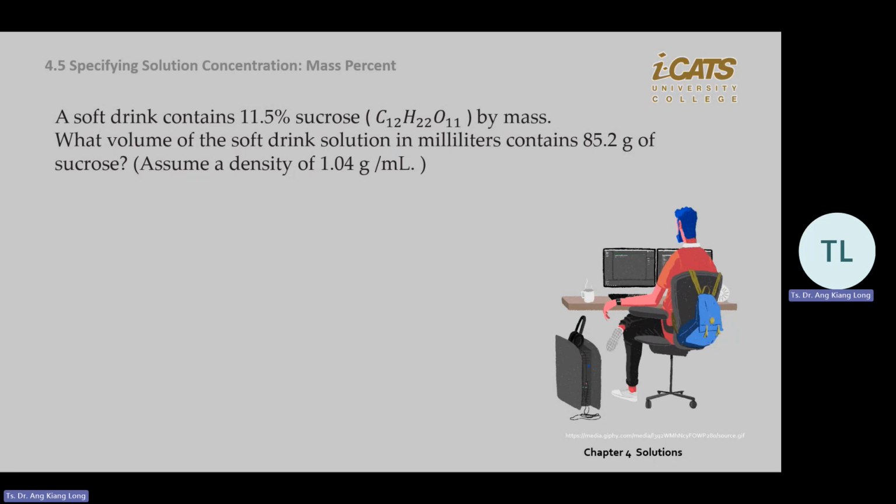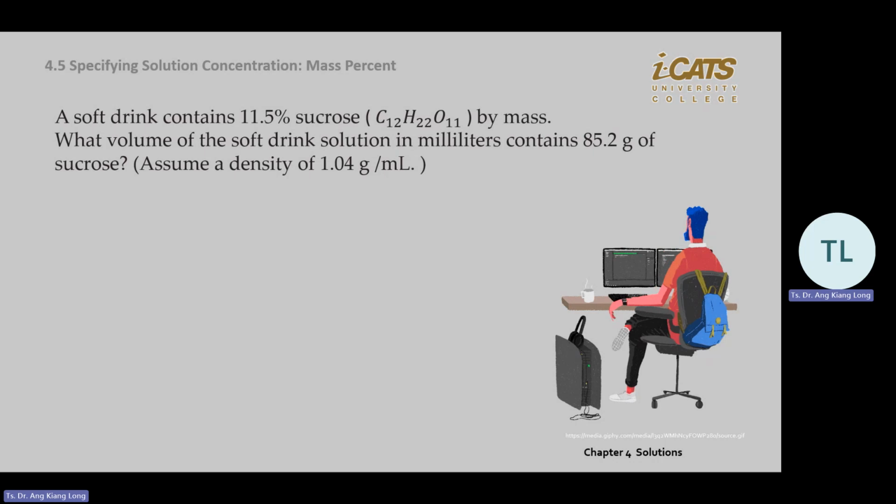Okay. So I left the two general equations on the whiteboard there. I will write something on the whiteboard on the right hand side. 11.5% of sucrose. So the first step is you write these two equations. Then you follow by the question information. You write 11.5% sucrose by mass equals 11.5 gram of sucrose by 100 gram of solution.